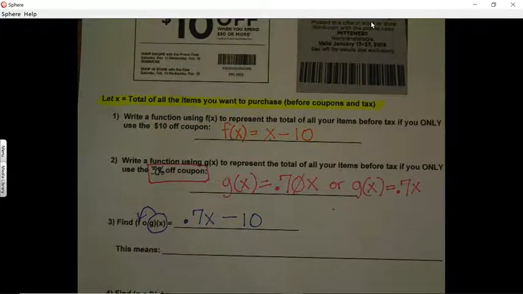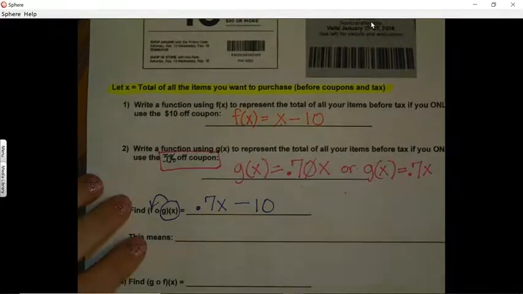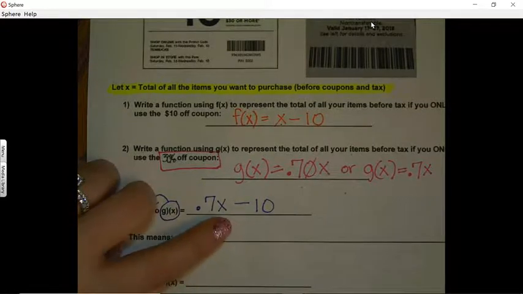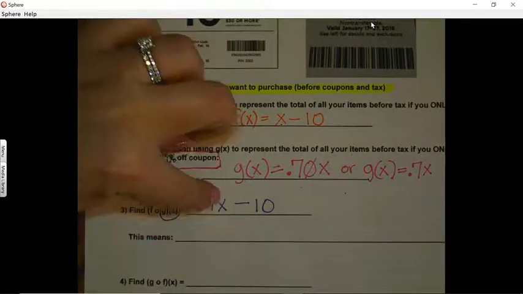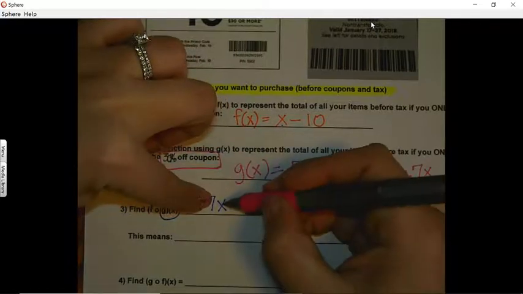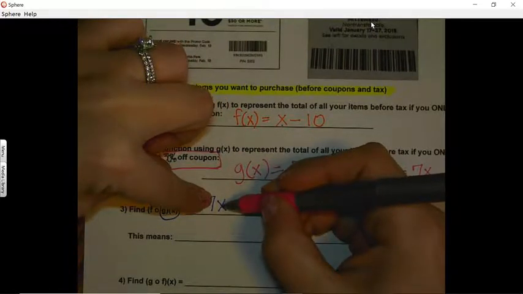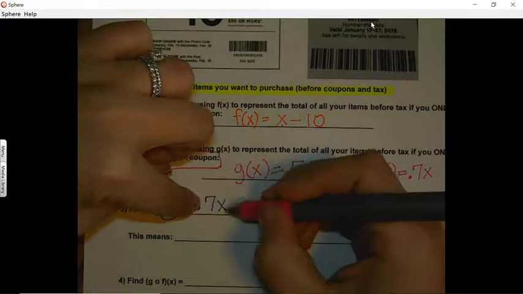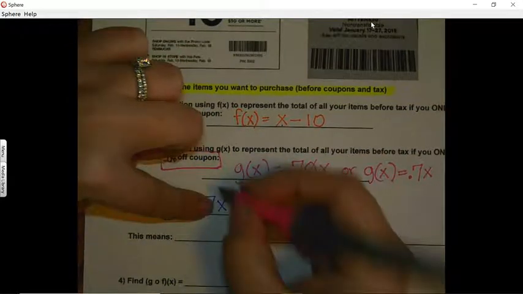Okay, so then it asks, what does this represent? Well, to explain this, we need to do order of operations. So in order of operations, if we knew what X was, let's say we spent $100, does it do the minus 10 or the 0.7 first? So in order of operations, you multiply first.